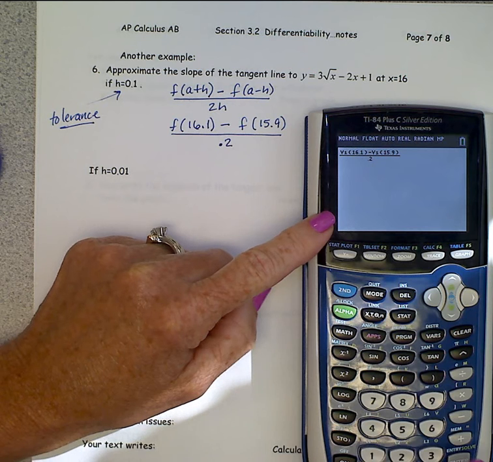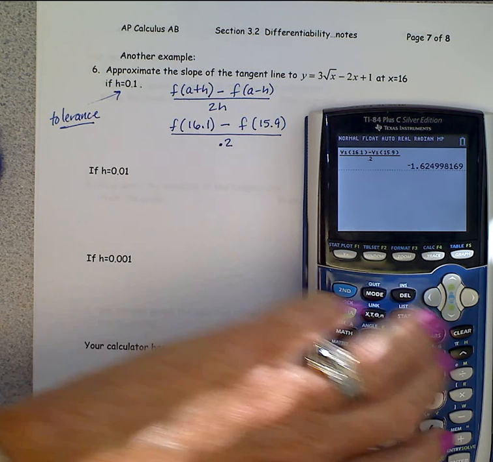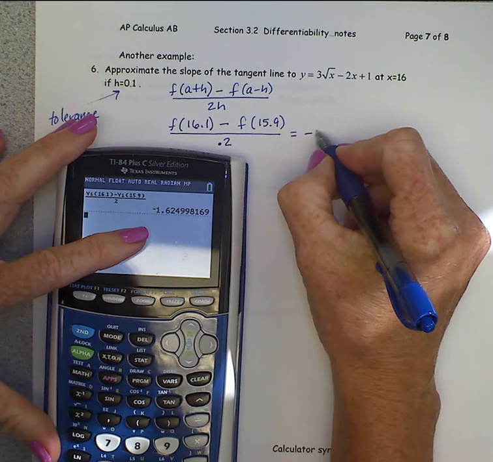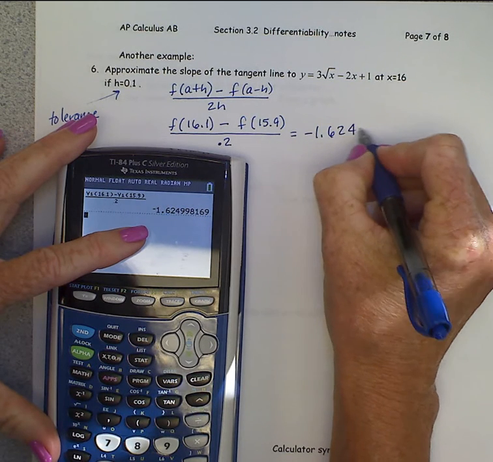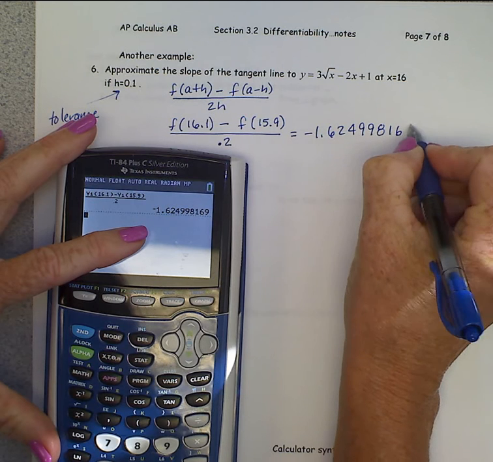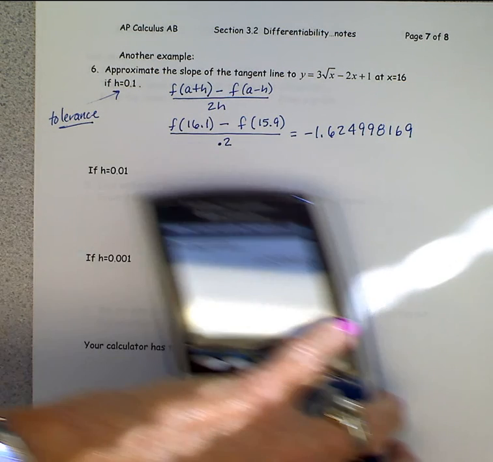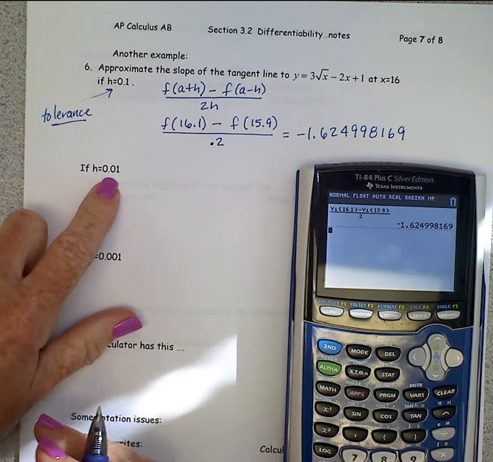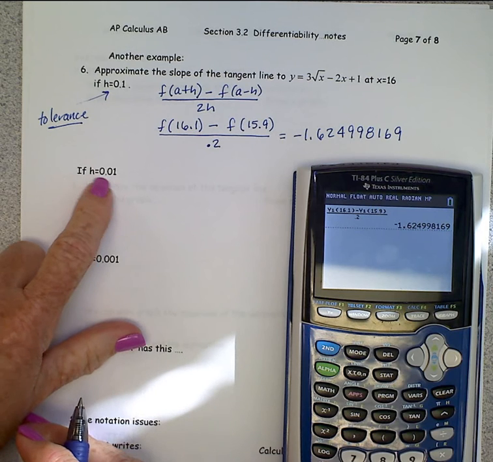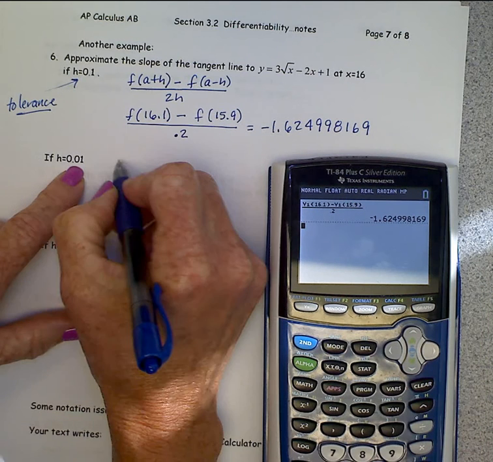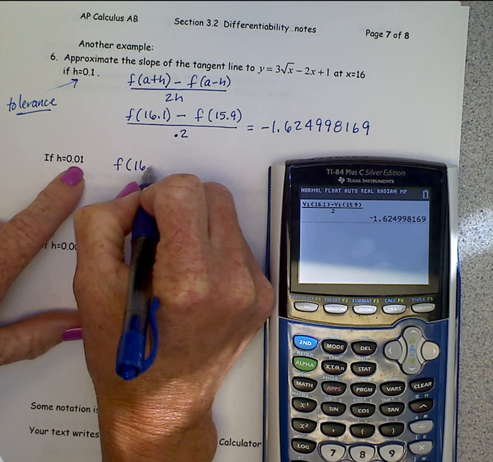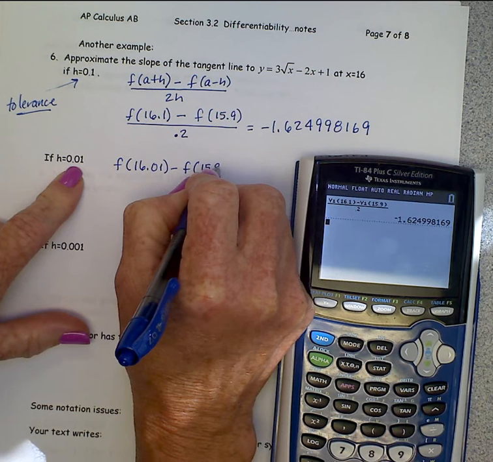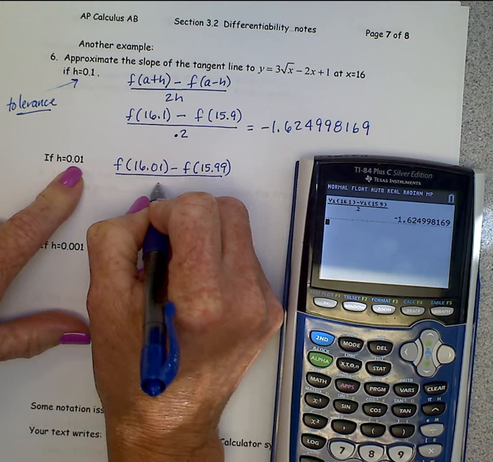There you go. Hit enter, and it gives us that big long icky decimal, and I do want you to write down this big long decimal. This is negative 1.624998169. Okay, now we're going to do this again, but we're going to do this with h is 0.01. So f of 16.01 minus f of 15.99 all over 0.02.